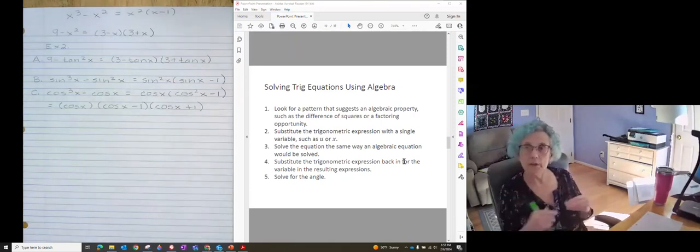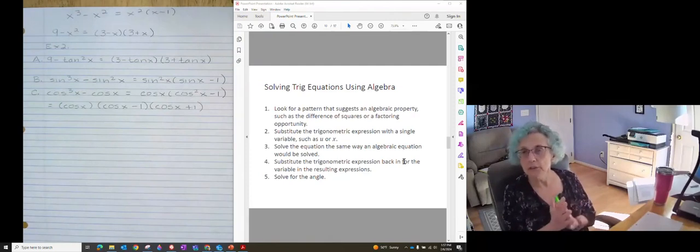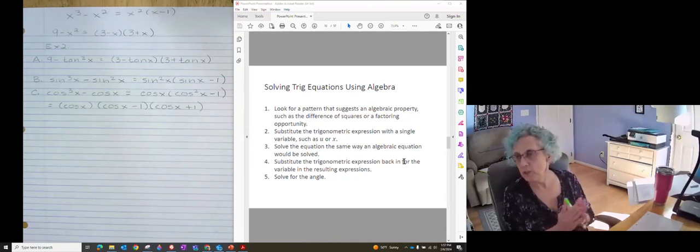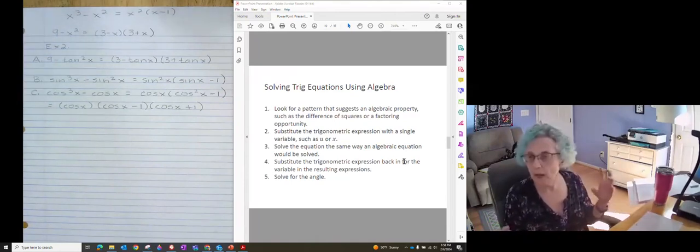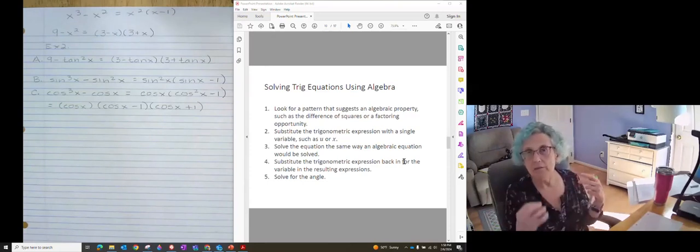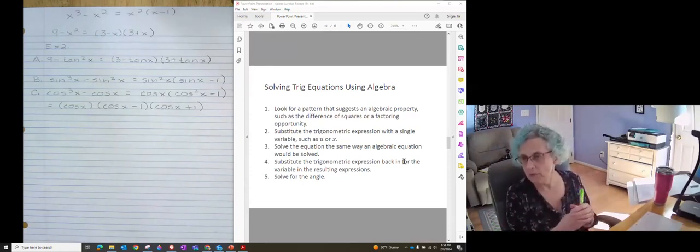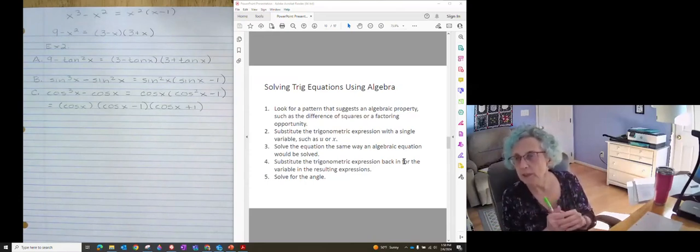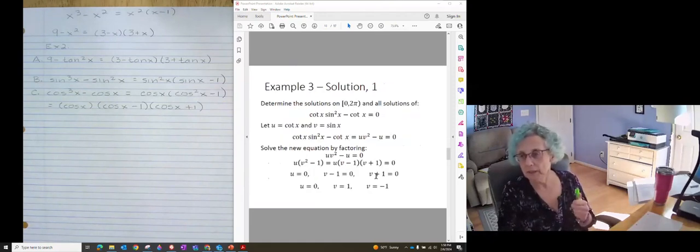So, solving trig equations using algebra. Look for a pattern that suggests an algebraic property, such as difference of squares or any other factoring opportunity. Substitute trig expressions with a single variable, such as u or x. You don't have to do that. We can rewrite it and just solve it like it's a polynomial to make it simpler. Solve the equation the same way an algebraic equation would be solved, and then substitute your trig function back and solve for the angle.